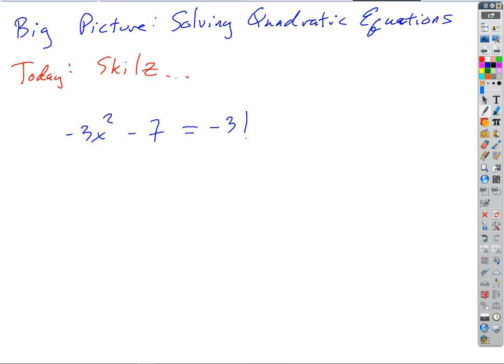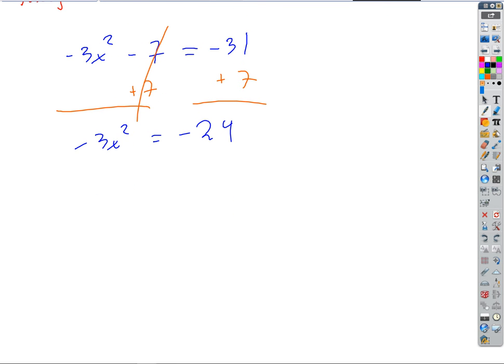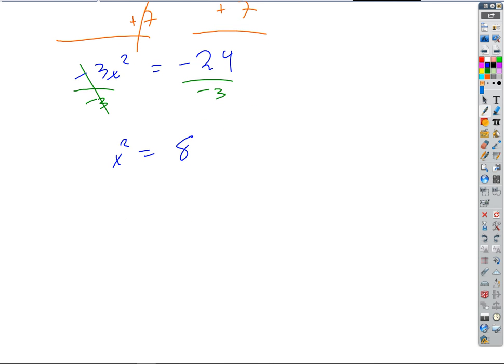Okay, I'm hearing add 7. That's good. And that's going to give us negative 3x squared equals negative 24. Now what? Divide by negative 3. Good. And that's going to give us x squared equals 8. Okay. And then last step.